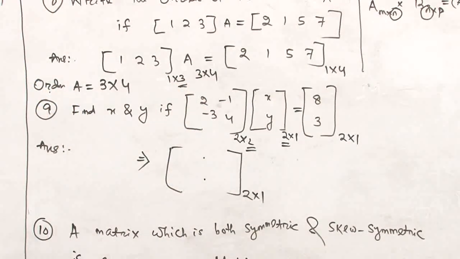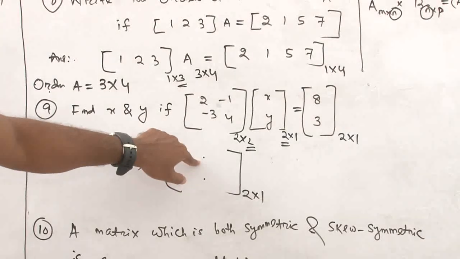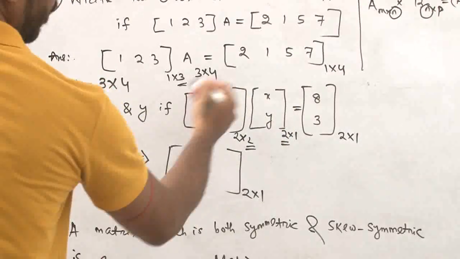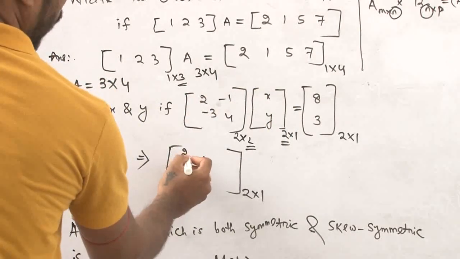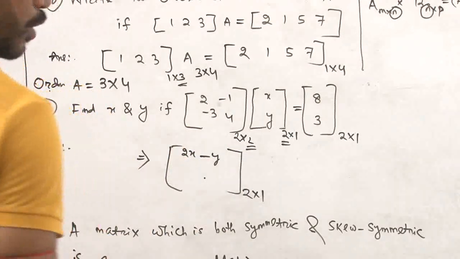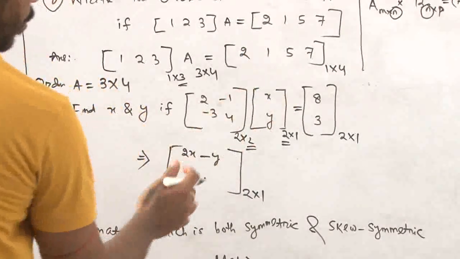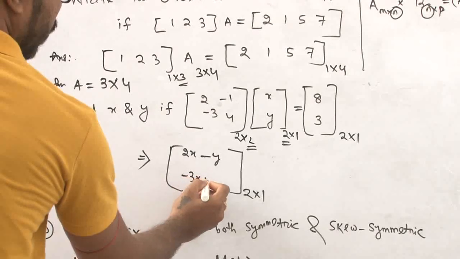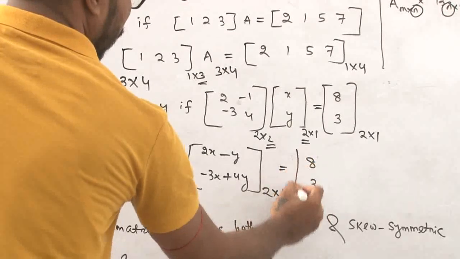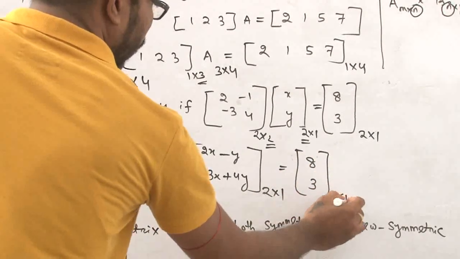So here is the position of A11. A11 means first row and first column. So you multiply, then you get 2x minus y. Similarly, it is the position of 2 1, so second row and first column, so you get minus 3x plus 4y is equal to 8 3. Hence the order is also 2 into 1.